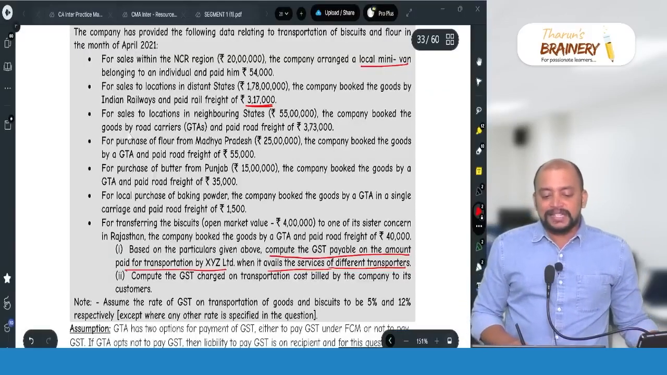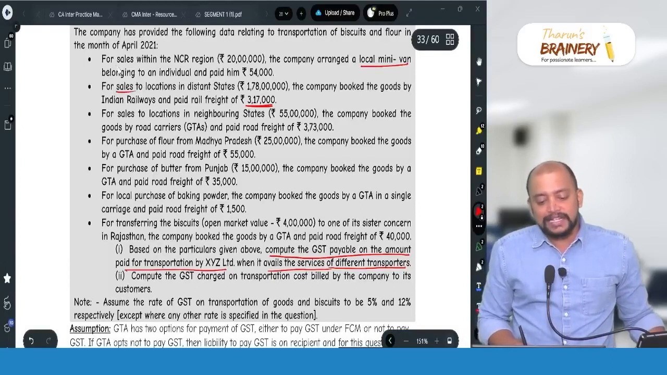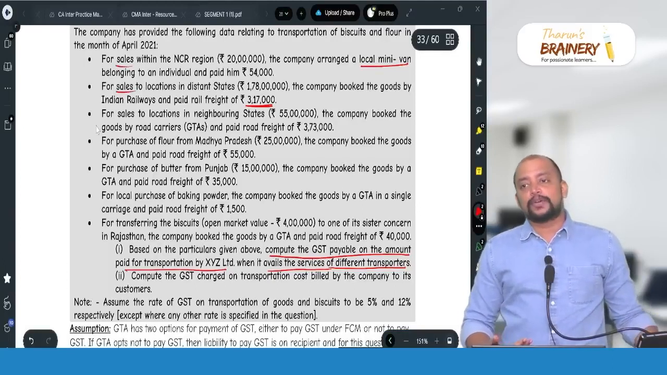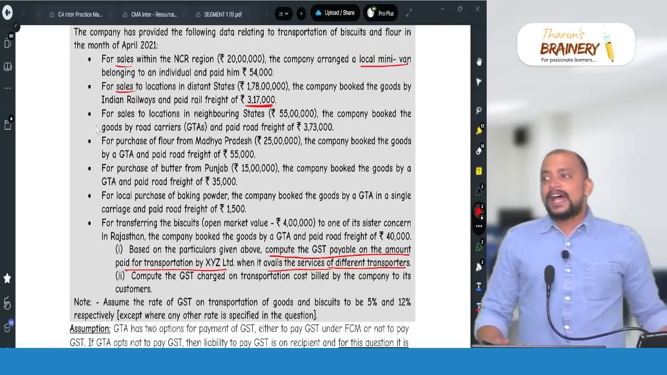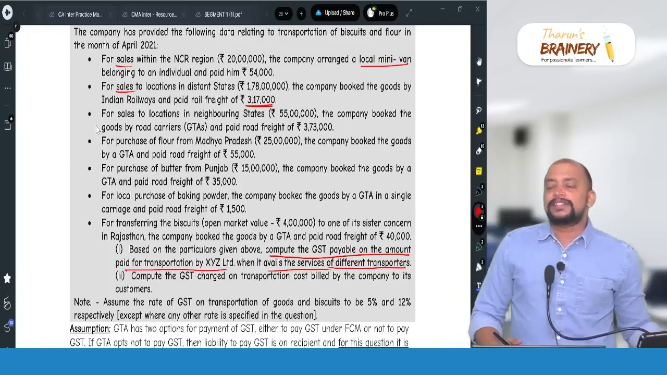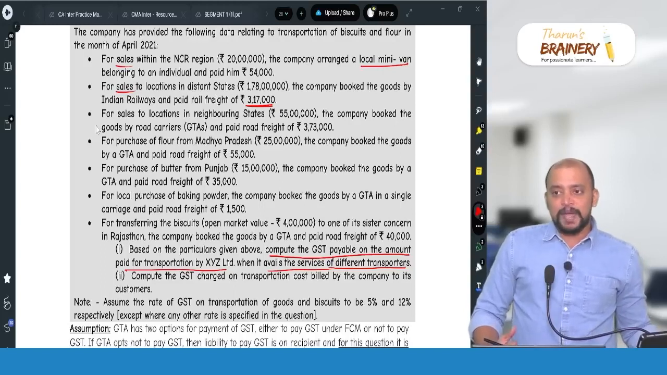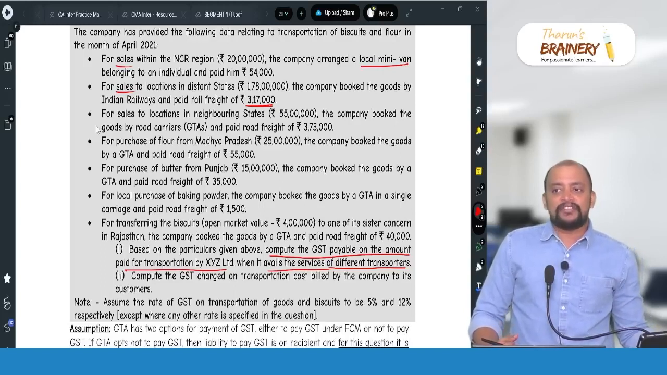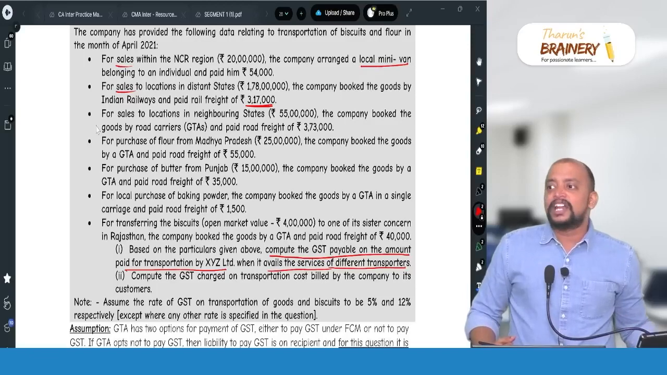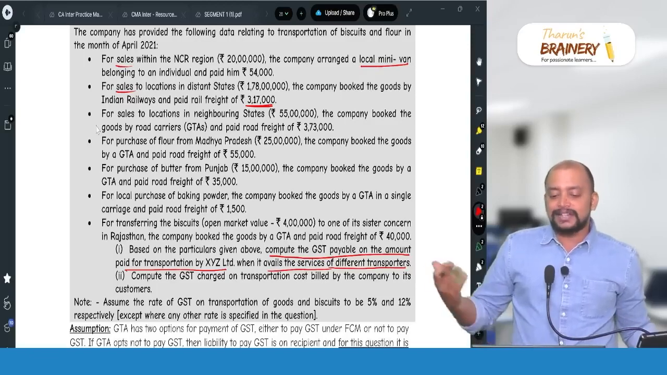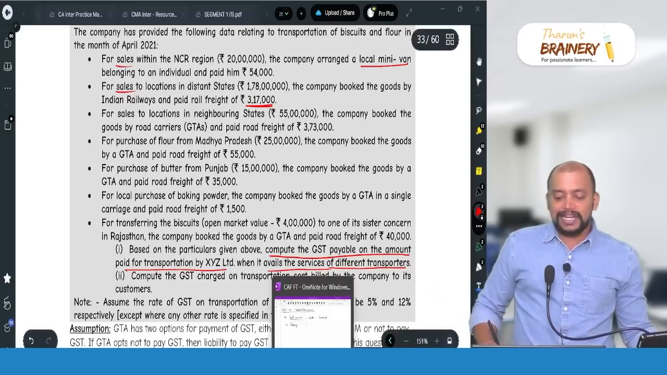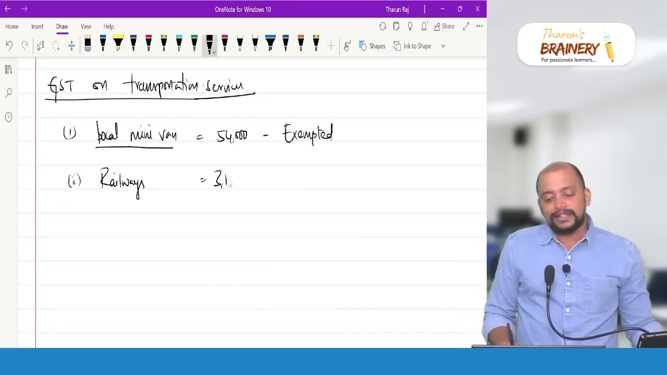So, this is biscuits. What they are selling is biscuits. Biscuits is not specified goods. The specified goods are agricultural produce, food grains including flours, pulses, milk and salt, organic manure, newspapers and magazines, relief material for natural or man-made disasters, defense and military equipments. Biscuits is not there in that. Therefore, this 3,17,000 will be taxable.